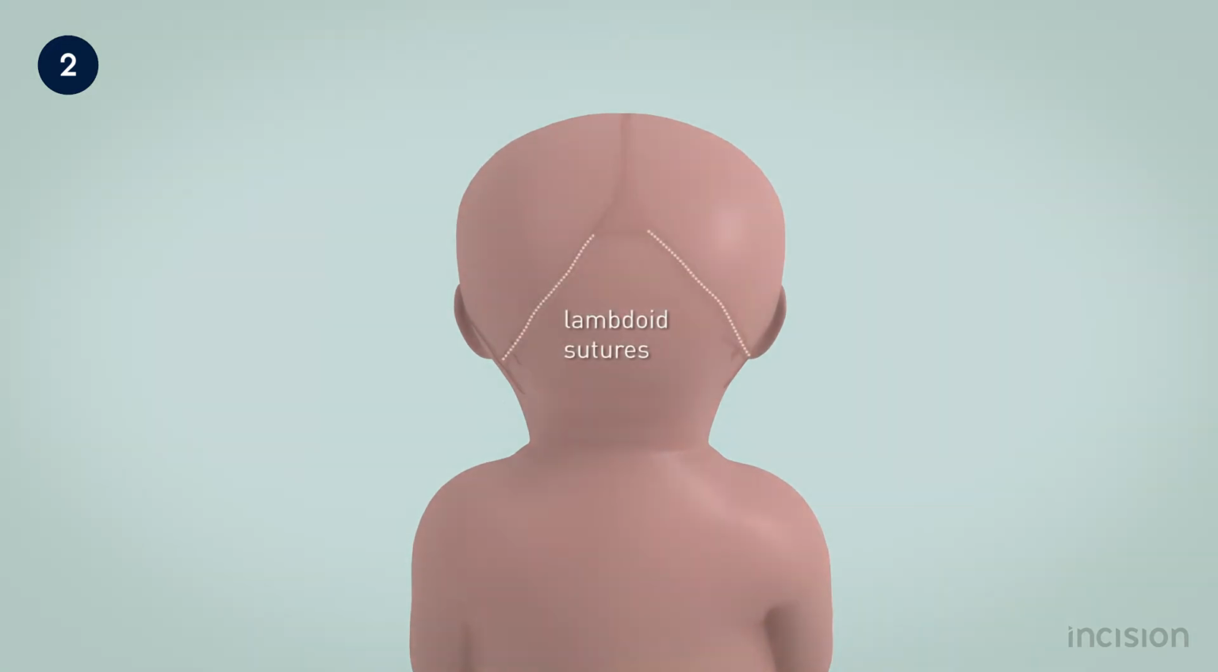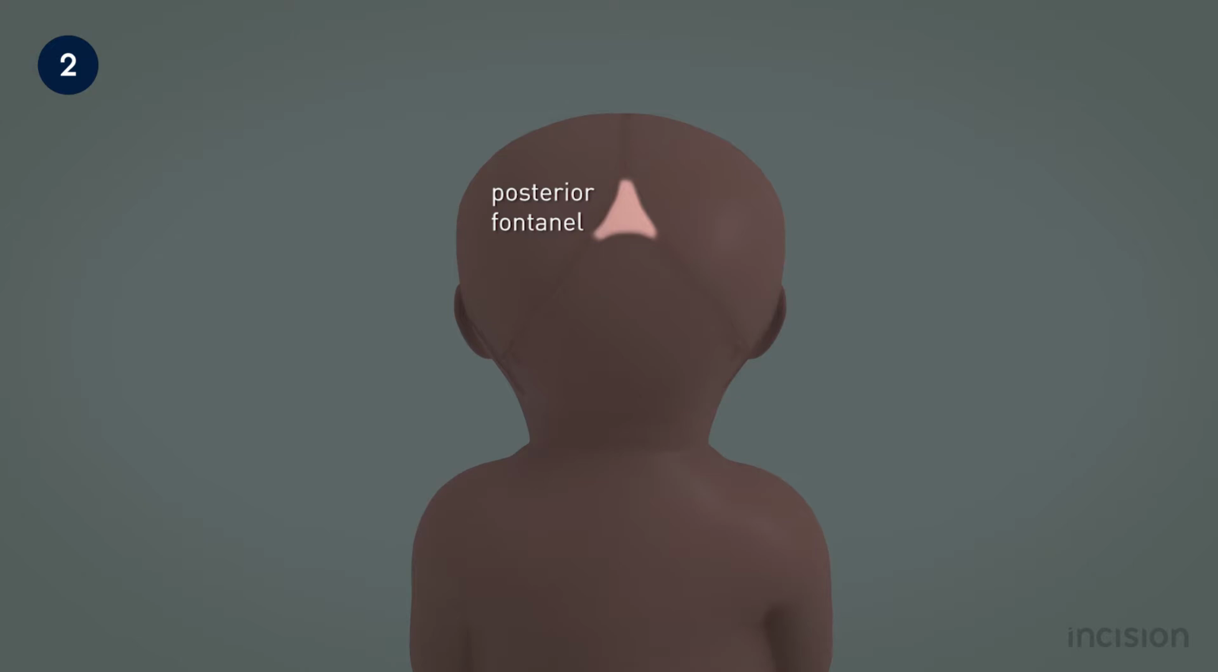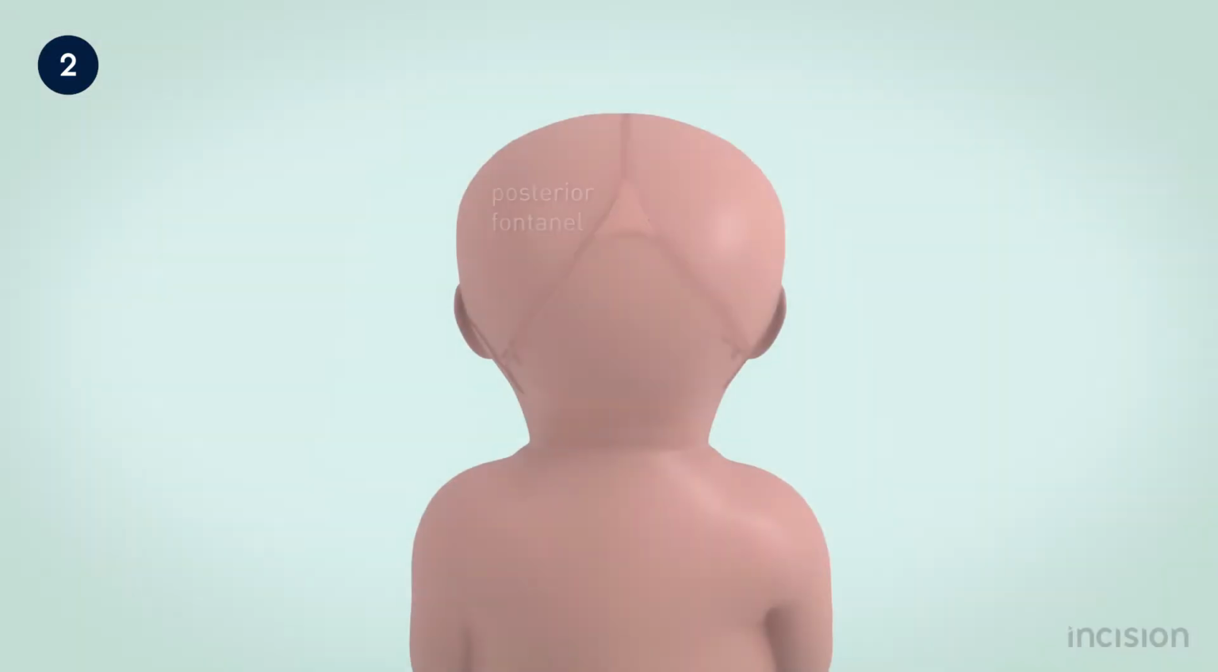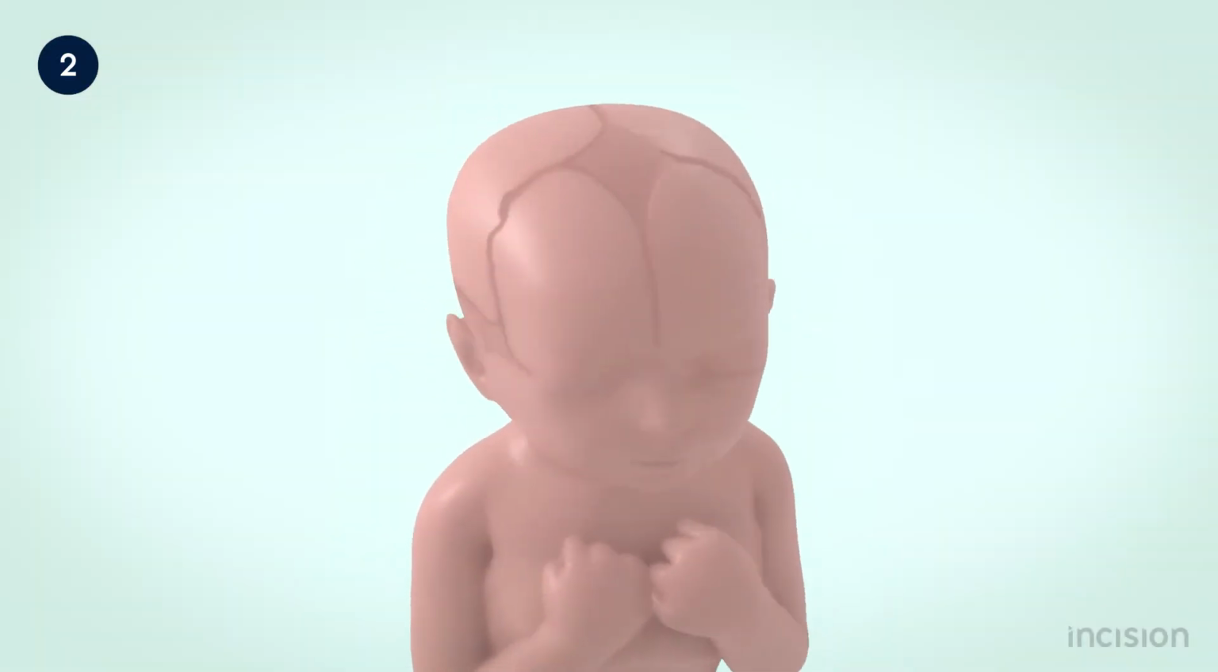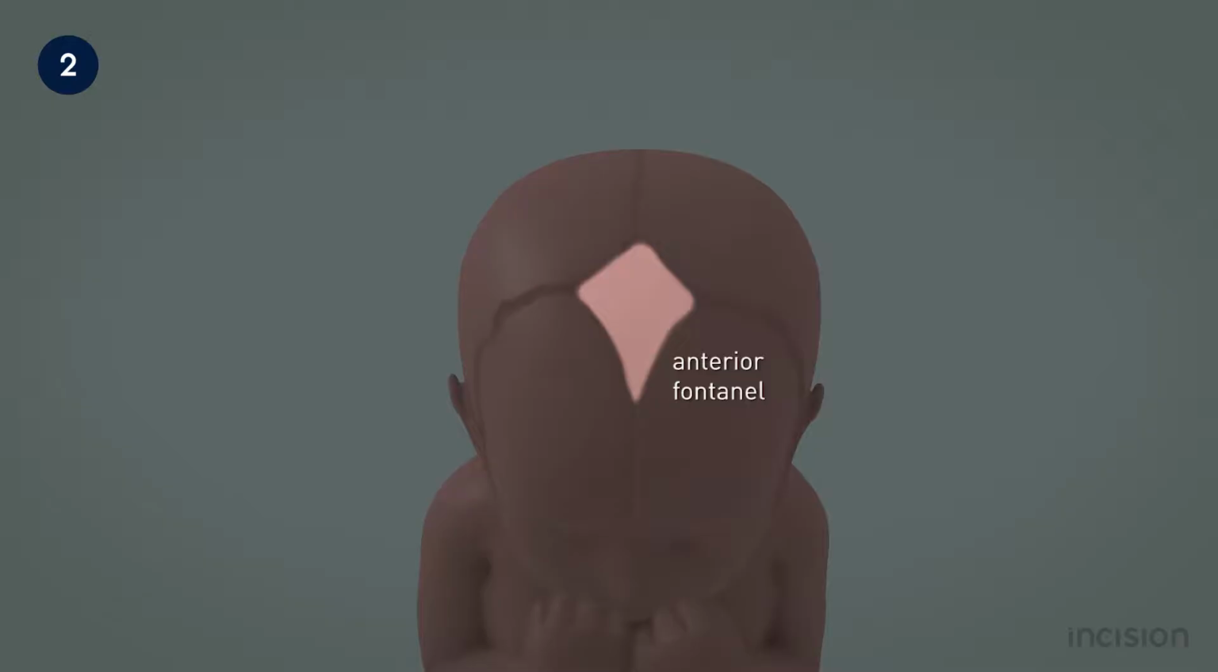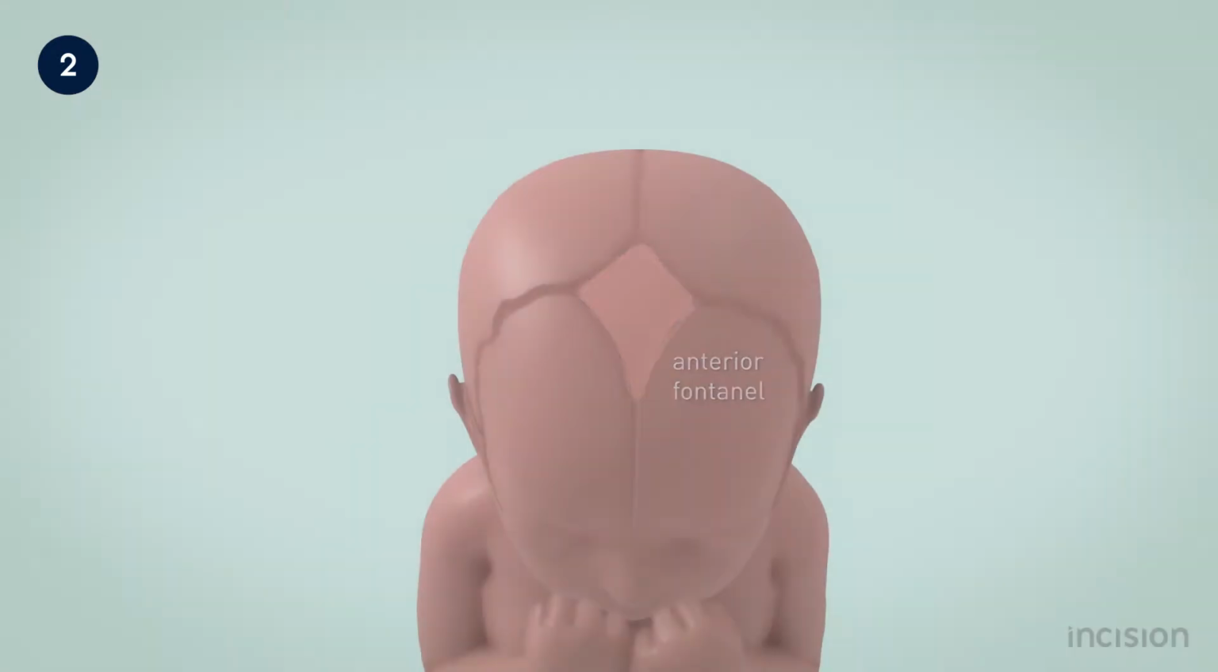and the lambdoid sutures. The 2 fontanelles are the posterior fontanelle, which is triangle-shaped and lies at the junction between the sagittal suture and the lambdoid sutures, and the anterior fontanelle, a diamond-shaped fontanelle which lies at the junction between the coronal, sagittal, and frontal sutures.